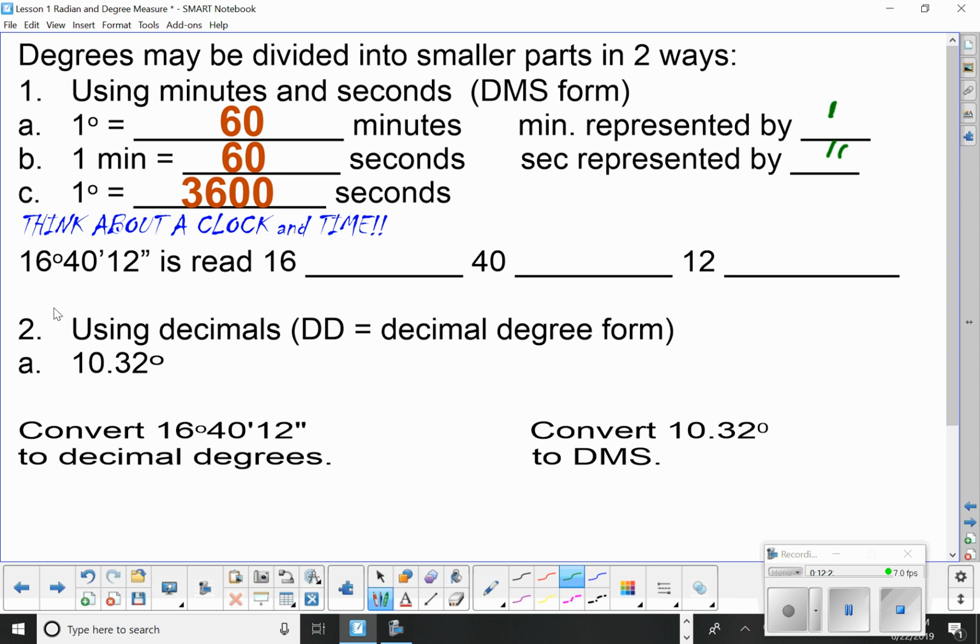Now, this right here, 16 degrees, 40 minutes, 12 seconds. Well, that's exactly how it's read. 16 degrees, 40 minutes, and 12 seconds.